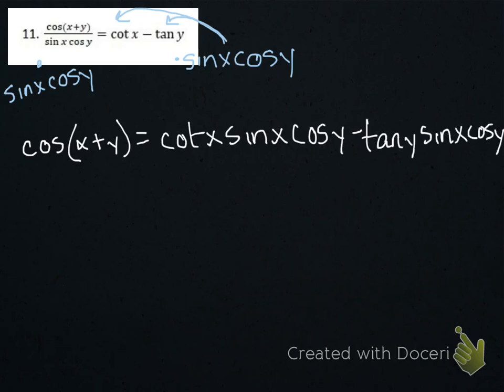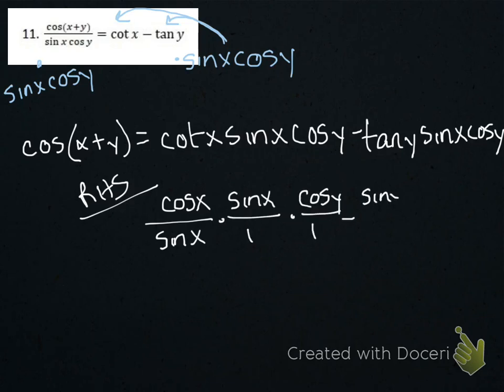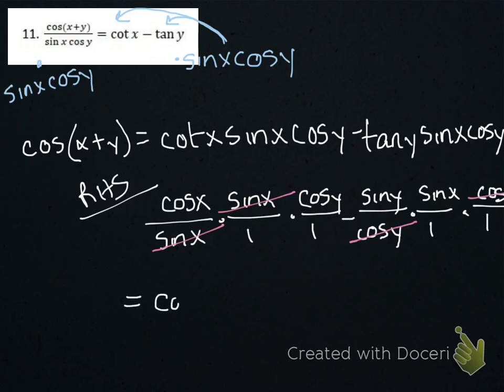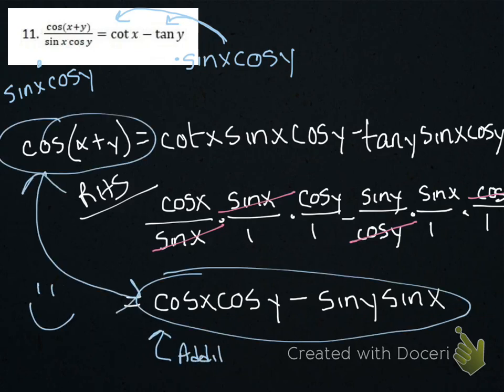And now, by the way it looks, the right-hand side is more complicated, so I'm going to work with that side and rewrite everything in terms of sine and cosine. I'll go ahead and make everything look like a fraction as well to see if anything will cancel out, and in this case it does. So once we cancel out common factors in the numerator and denominator, that leaves us with cosine x cosine y minus sine y sine x. And that actually proves our identity because that formula is the addition formula for cosine.